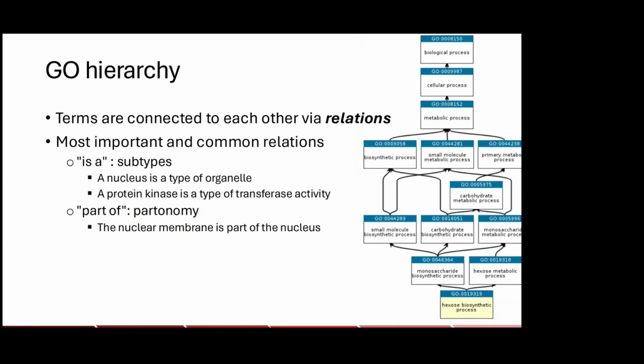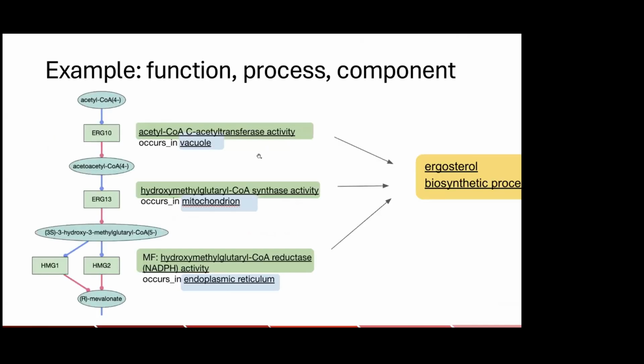Most of the relations are those two, but there are also many other relations like occurs in. We can say a specific process occurs in the nucleus. We can say that something is part of, but we can also say that a biological process has some activities. So there's a larger number of relations that I'm going to describe, but the simpler versions of the ontology only have those two.